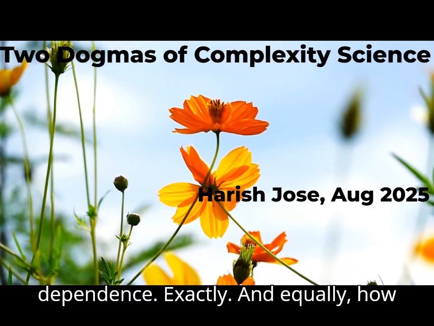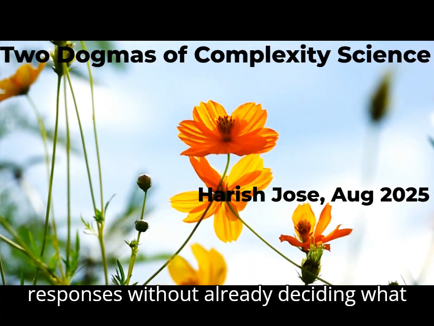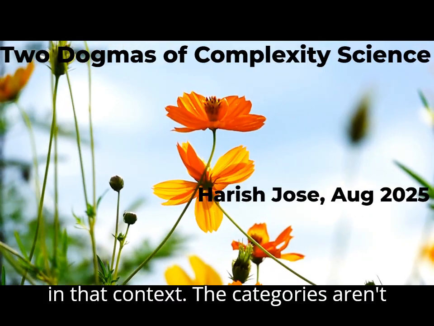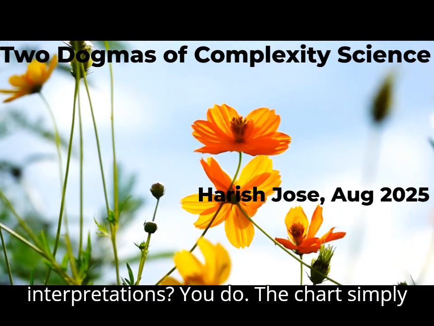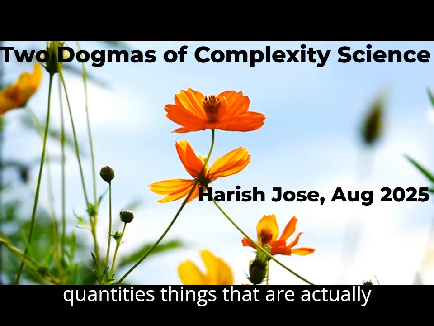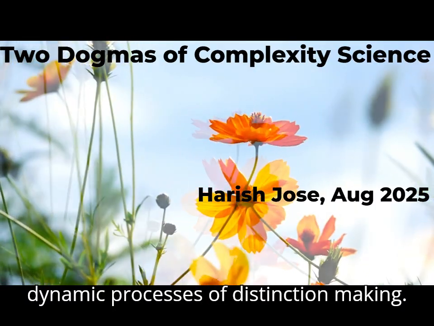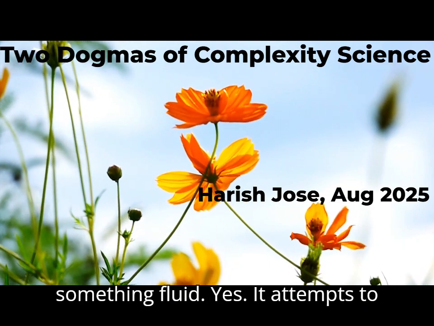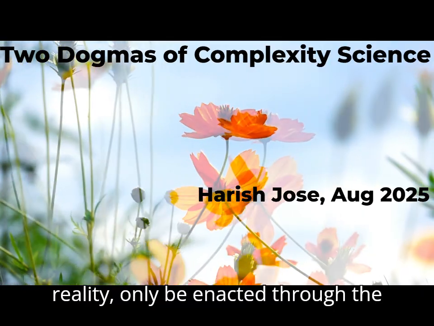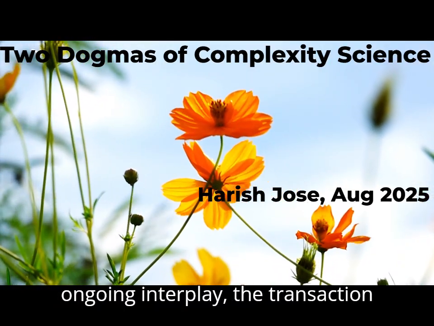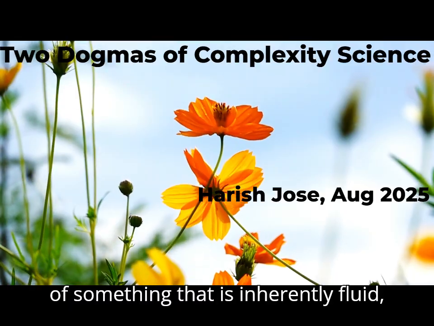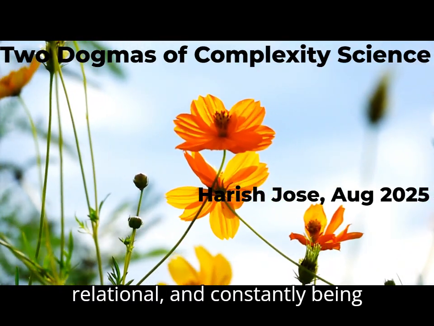Exactly. And equally, how would you even define variety of responses without already deciding what constitutes meaningfully different actions or capabilities for that system in that context? The categories aren't just given. You have to make judgments, interpretations? You do. The chart simply cannot answer these fundamental questions because it treats as measurable quantities things that are actually dynamic processes of distinction-making. It tries to make a static picture of something fluid. Yes. It attempts to provide a static map of what can, in reality, only be enacted through the ongoing interplay, the transaction, between an observer or system and their environment. It presents a fixed picture of something that is inherently fluid, relational, and constantly being co-created.